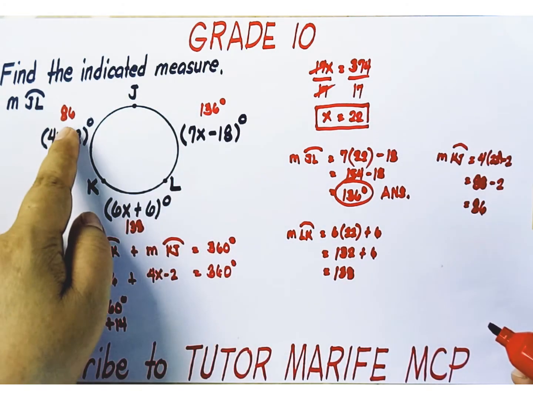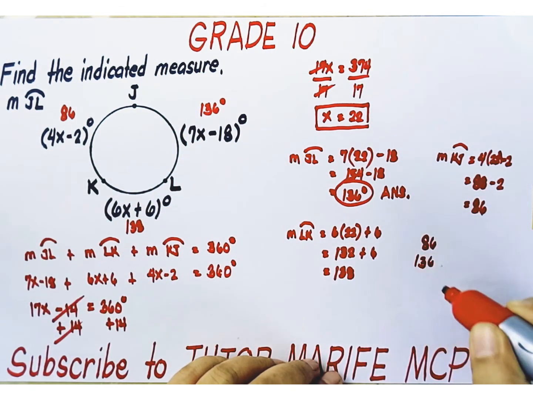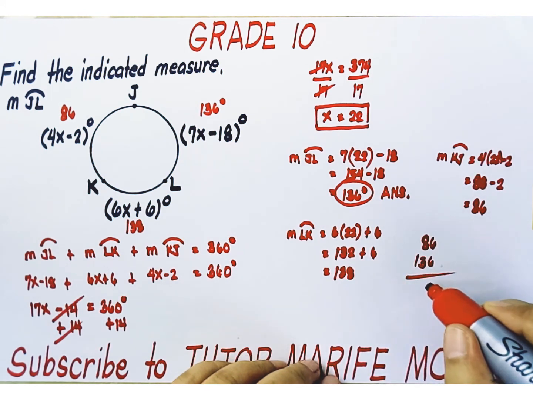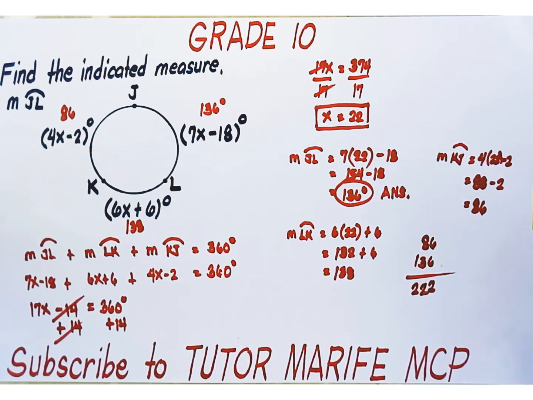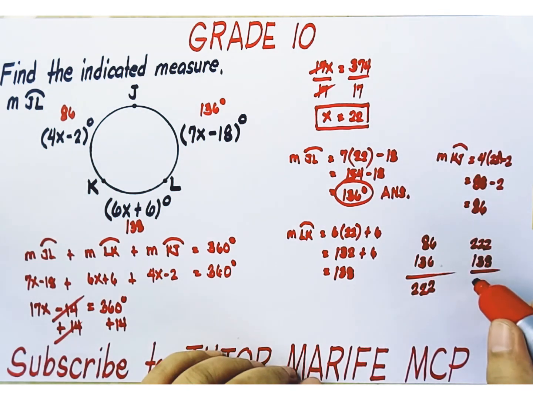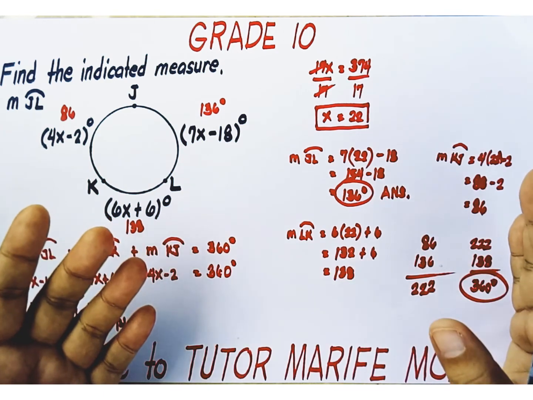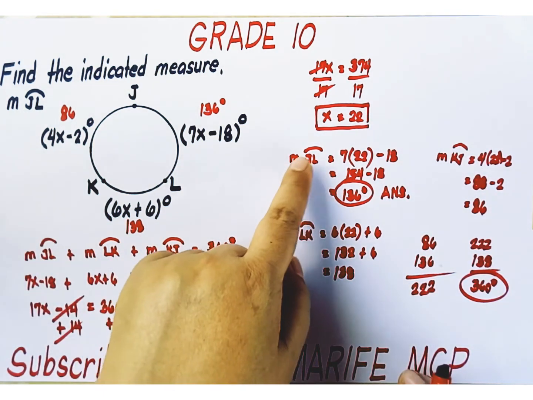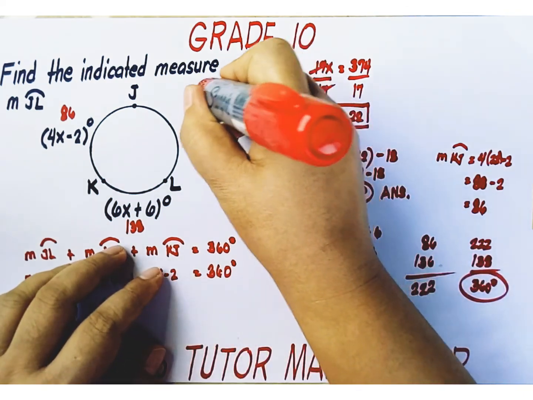Okay, 86 plus 136 is equal to 222. And 222 plus 138 is equal to 360 degrees. Therefore, we validated our answer. Measure of arc JL is equal to 136 degrees.